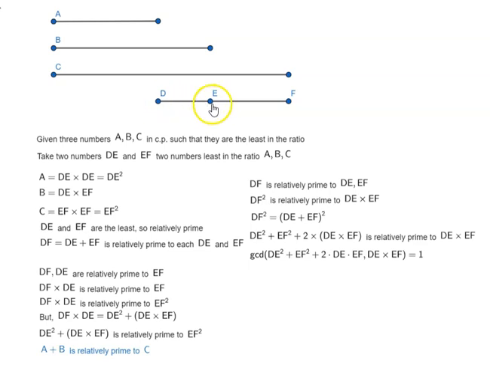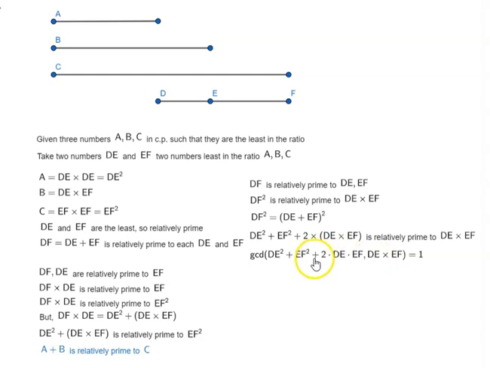Let's say DE is 2, EF is 3. So 2 square is 4, 3 square is 9, 9 plus 4 is 13. 13 plus 2 times DE times EF. 2 times 3 is 6. 6 times 2 is 12. 12 plus 13 is 25. So this expression is 25 and this is 6. So 25 and 6 are relatively prime. That is, GCD is 1.